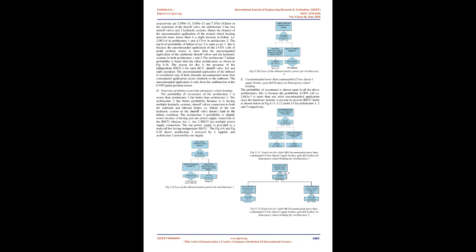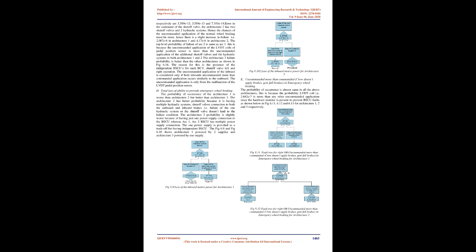The probabilities of failure of architectures 1, 2 and 3 for the failure condition, respectively, are 3.589 E-13, 3.589 E-13 and 7.193 E-14. Error in the command of the shut-off valve. Architecture 2 has 2 shut-off valves and 2 hydraulic systems. Hence the chances of the uncommanded application of the normal wheel braking must be more, so there is a slight increase in failure, i.e. 2.087 E-6 in architecture 1 and 4.17 E-6 in architecture 2.